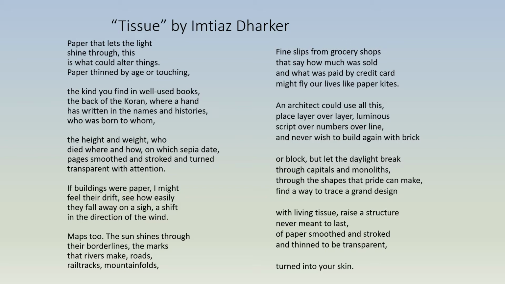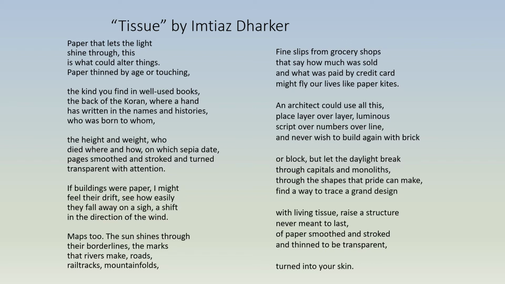Line 29 into 30, but let the daylight break through capitals and monoliths, those being large stone statues and columns. We've got a repetition here of the image from line 17 and 18, the idea of the sun shining through, daylight breaking through. Light is enduring and powerful, and it will continue to shine even when man-made structures break.